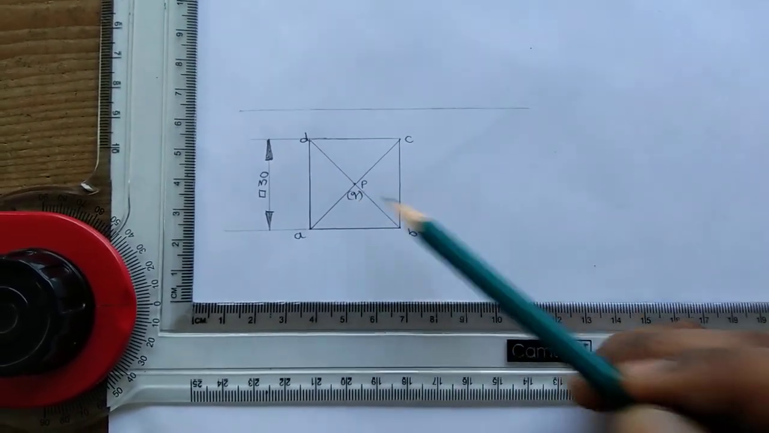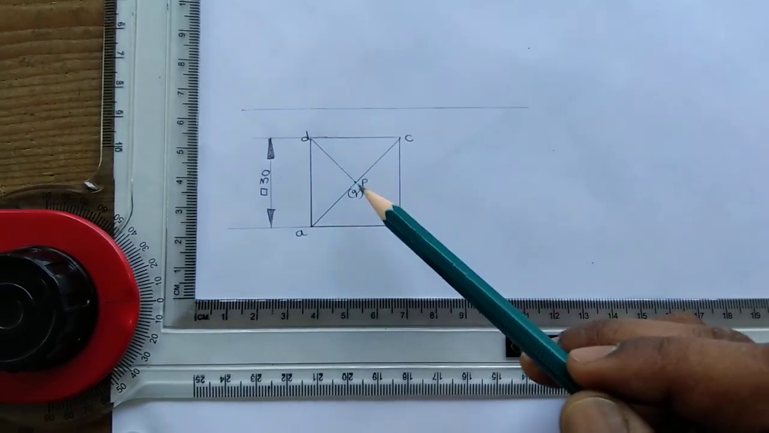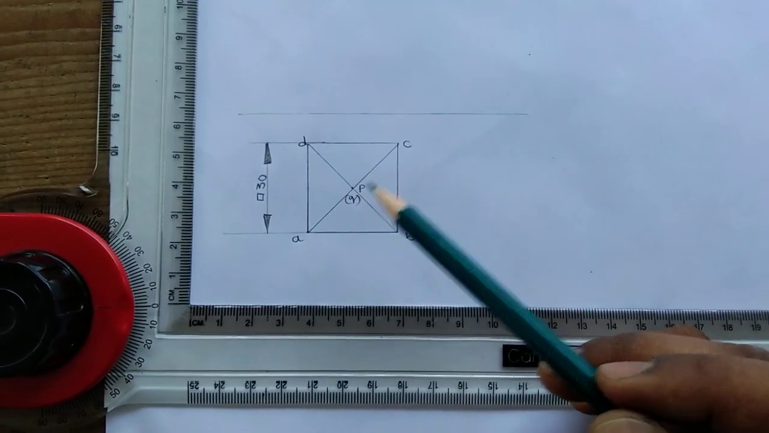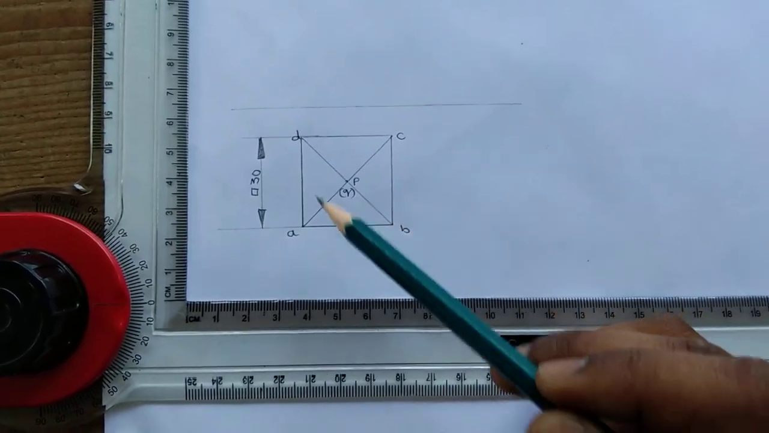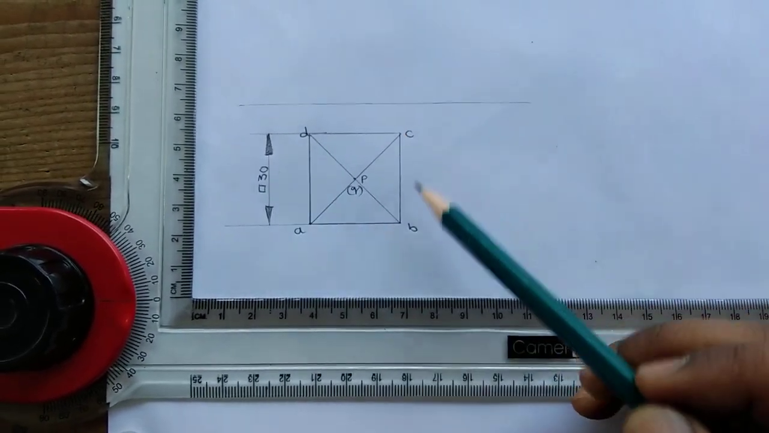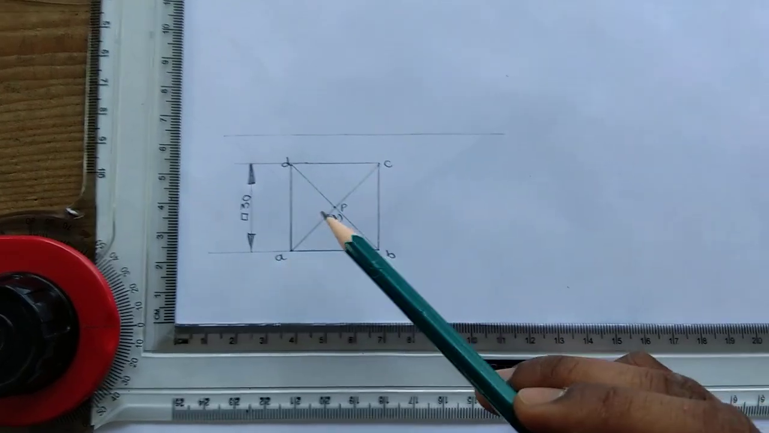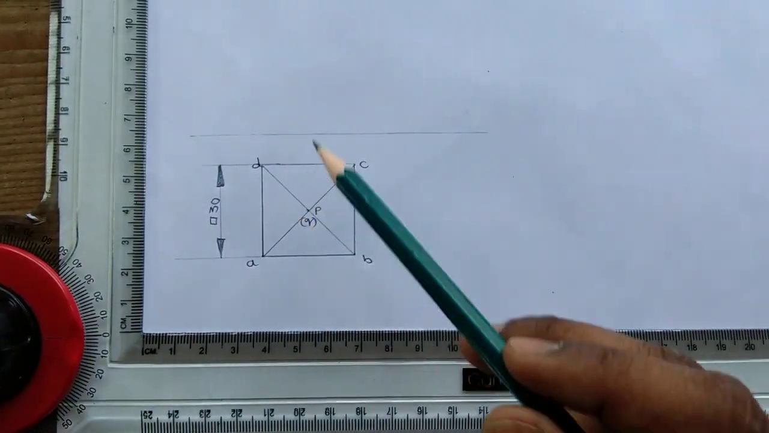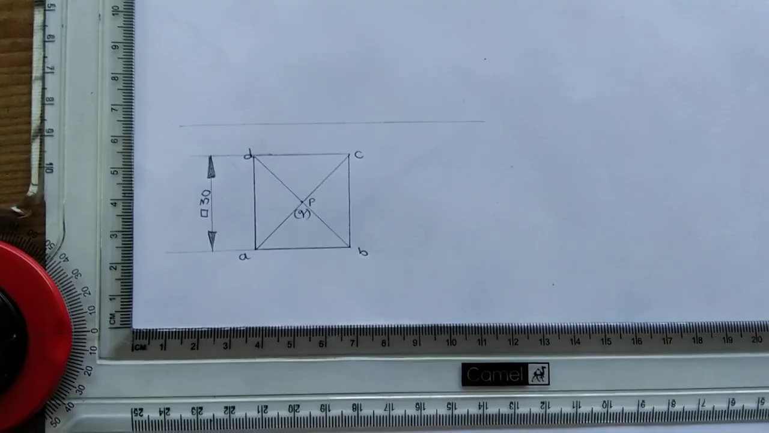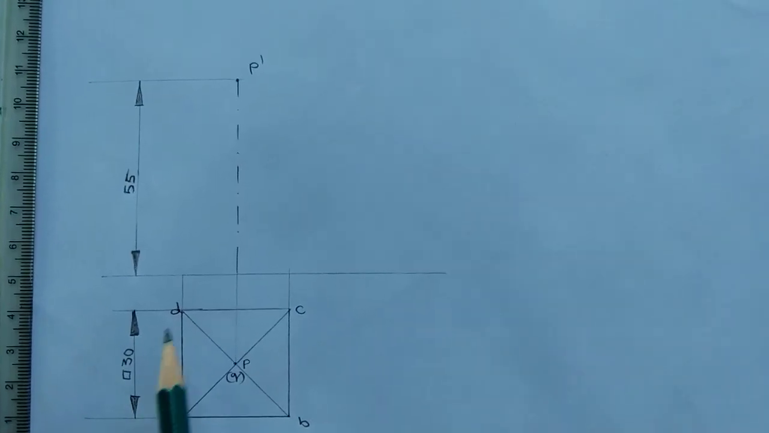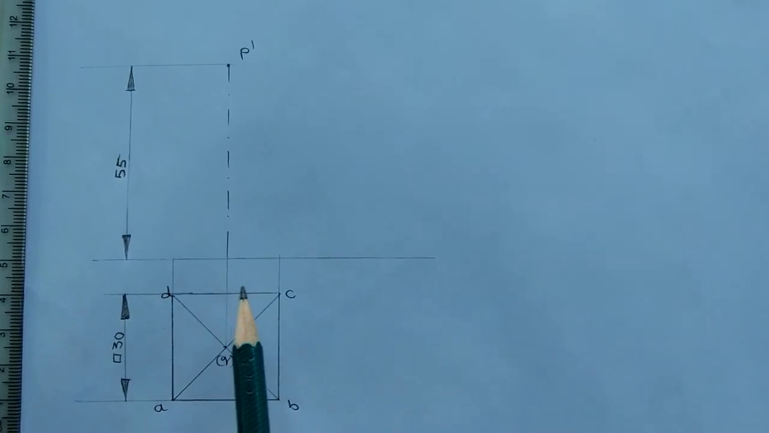So here AP, BP, CP, DP, these are the slant edges in the top view, and the outlines are the base edges. After the top view construction has been completed, we should project every point onto the reference line initially. In this way we can project all the points onto the reference line.